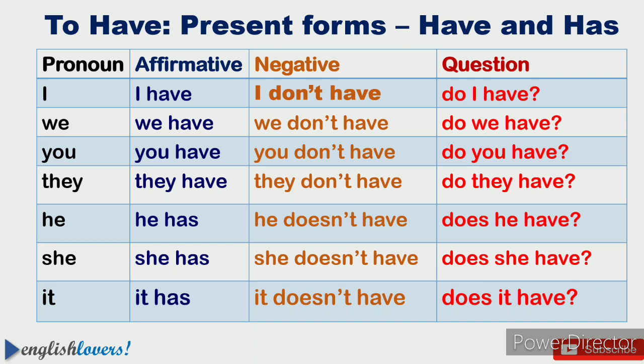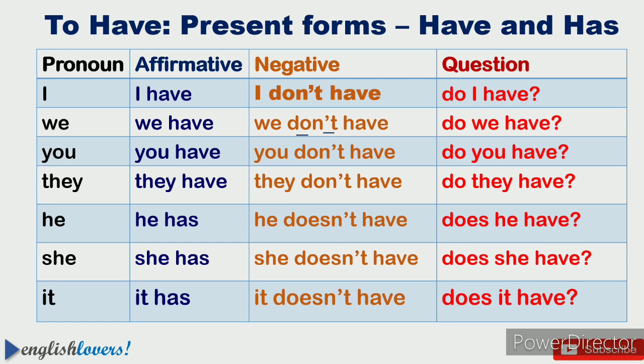Now how is it used in negative sentences? It is used in negative sentences with the appropriate forms of do. There are two forms of do in the present, that is do and does. The form do is used with the pronouns I, we, you and they, and the form does is used with the pronouns he, she and it, and they take not after that. So I do not, or simply you can say I don't have, we don't have. This is the negative construction, do plus not. Here not is written in contraction, that is in short form. You don't have, they don't have, he doesn't have, she doesn't have, it doesn't have.